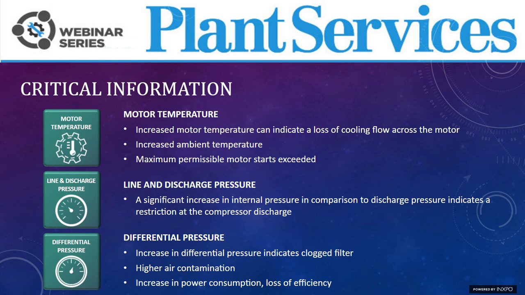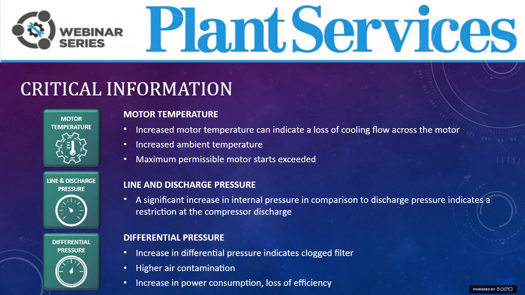Pressure, besides temperature, is another group of critical values and should be monitored in a compressor system. Take a look here at line pressure, or sometimes also discharge pressure. We compare those to internal pressure, and if we see an increase in internal pressure compared to line pressure, discharge pressure can be a very good indicator for a restriction at discharge.